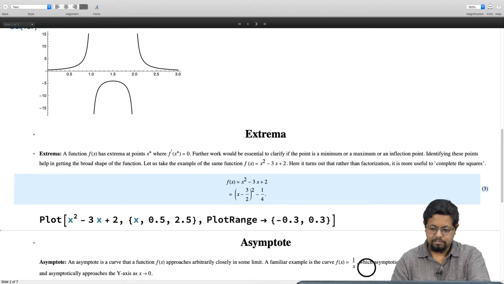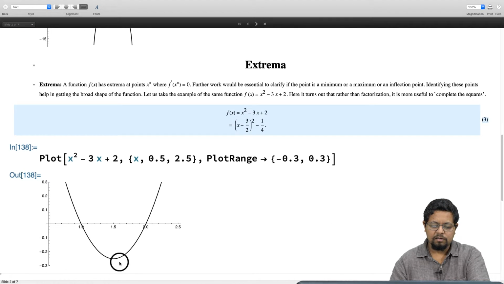So when I plot this function, again you can see it has a minimum at x equal to 3 by 2.